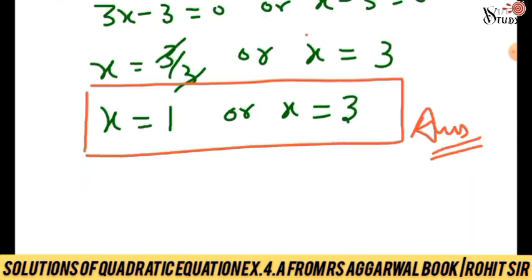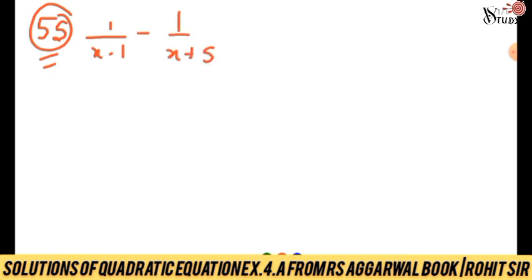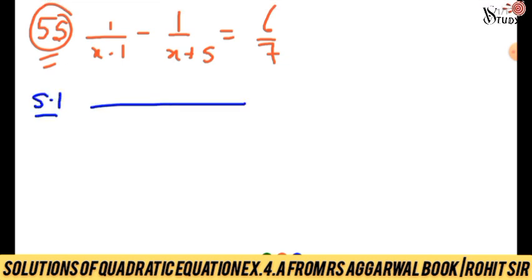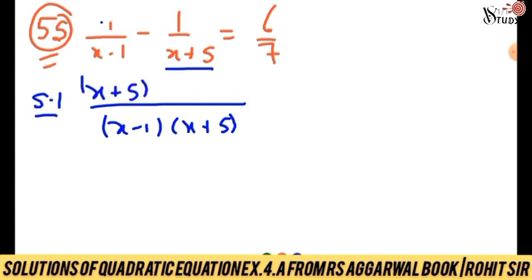Now comes question number 55. Question number 55 is that 1 upon x negative 1 negative 1 upon x positive 5 is equal to 6 upon 7. Now take LCM on the left hand side, and the LCM will be x negative 1 and x positive 5. This x positive 5 is going to multiply here and becomes (x plus 5) negative (x minus 1) is equal to 6 upon 7.